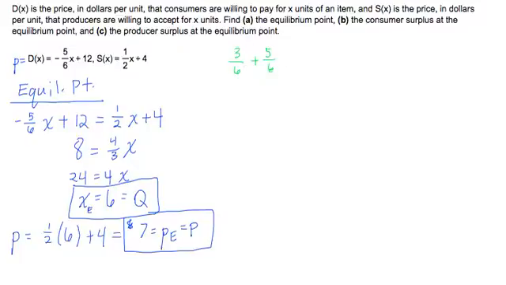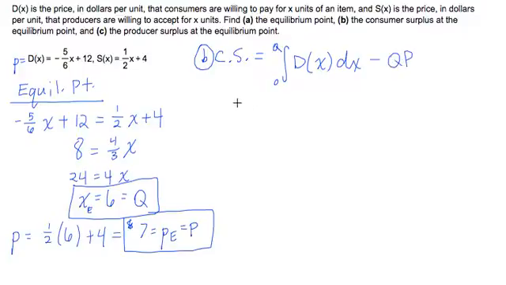So for part B, first we're finding consumer surplus. Consumer surplus is defined as the integral from 0 to Q of d of x dx minus QP. Q is the quantity and P is the price. So we're finding consumer surplus at the equilibrium point, so this is the quantity and this is the price that we're going to use.